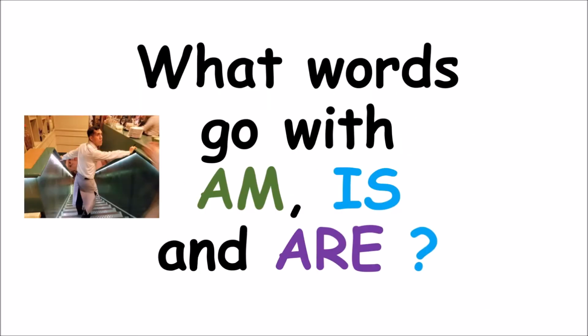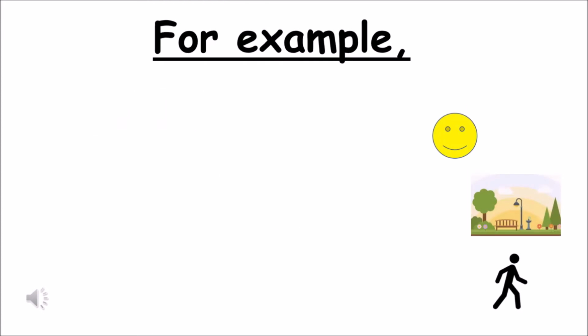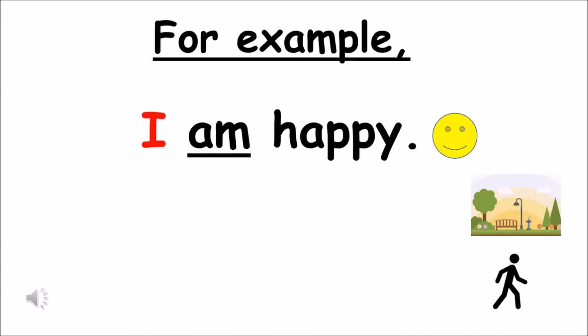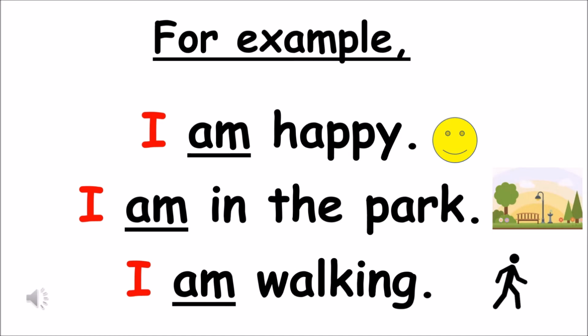What words go with am, is, and are? Am is only used with I. For example, I am happy. I am in the park. I am walking.